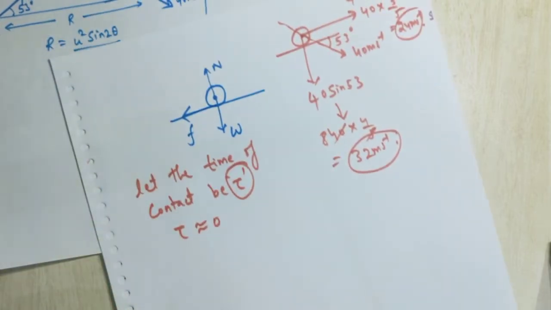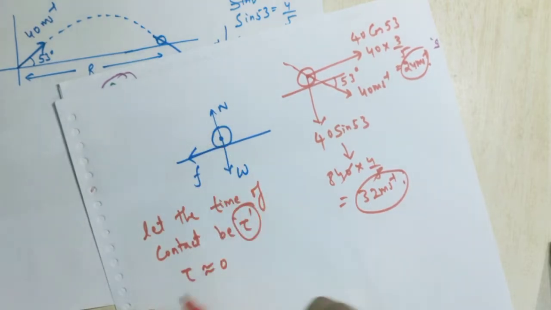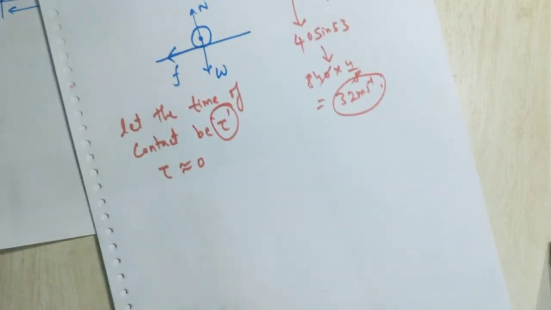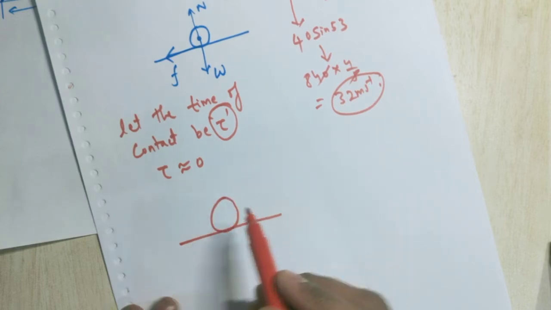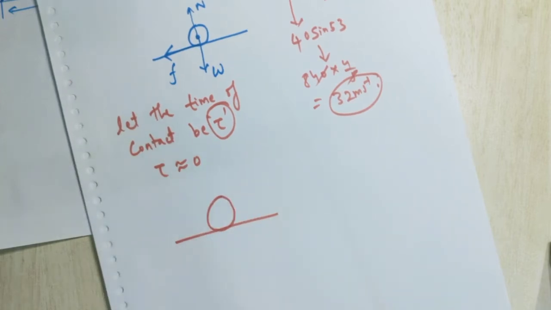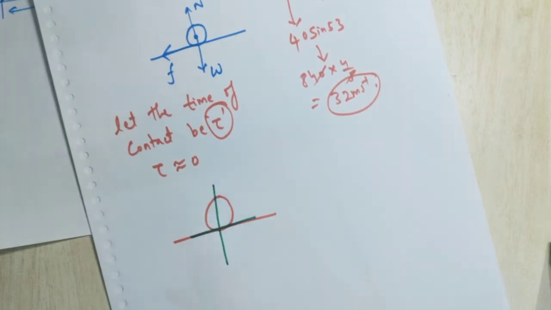Now we know the coefficient of restitution between the ball and the floor. So let us apply that formula. For that, this is the ball and this is the ground. Let us mark what is common tangent and common normal. This is common tangent and this is common normal.